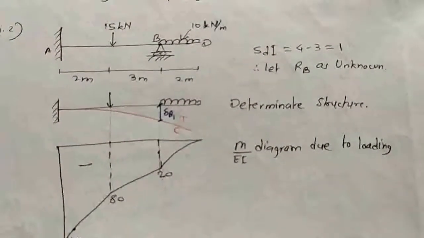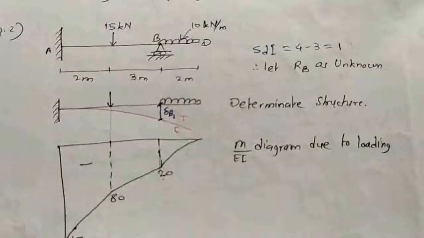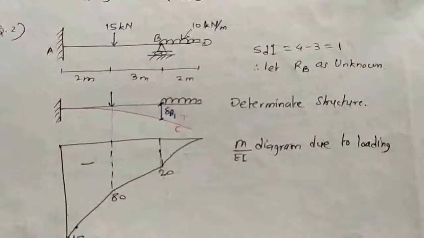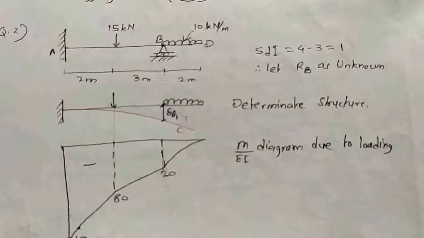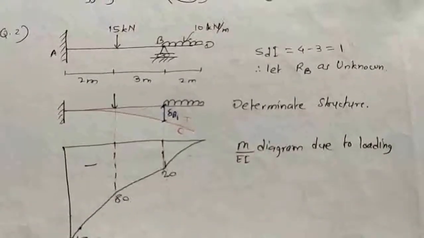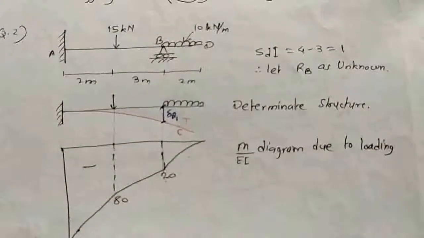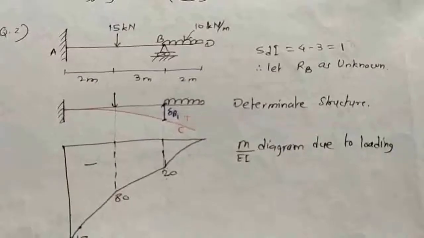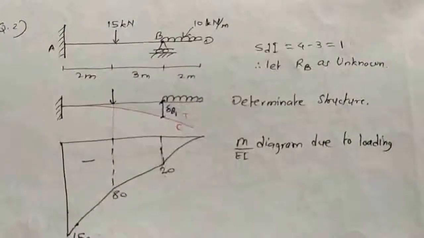You can make a structure determinate by considering RB as unknown, because by taking RB as unknown, you just have to remove the unknown. So here by removal of RB, we are getting a cantilever beam. Cantilever beam is nothing but a determinate structure.